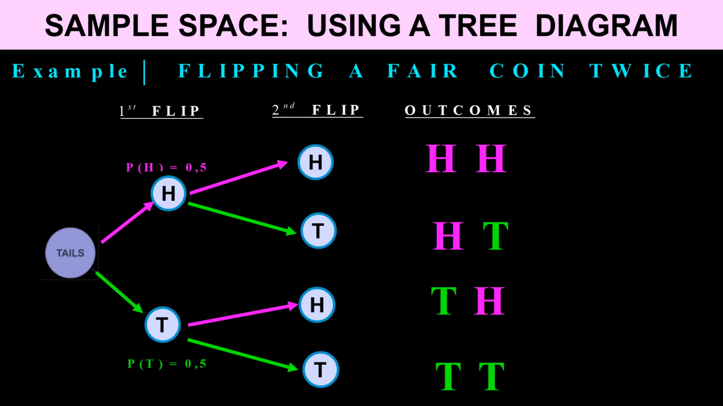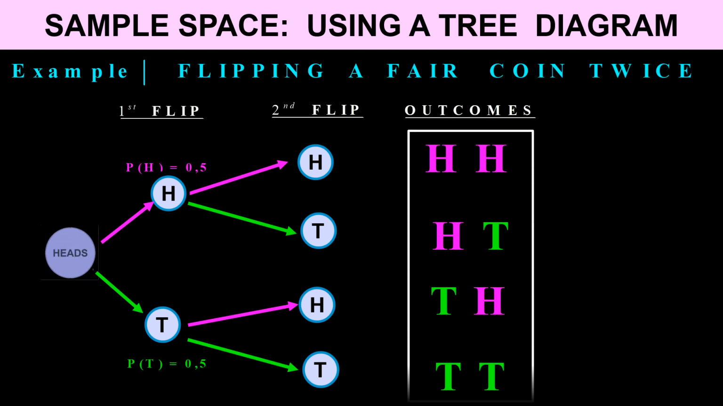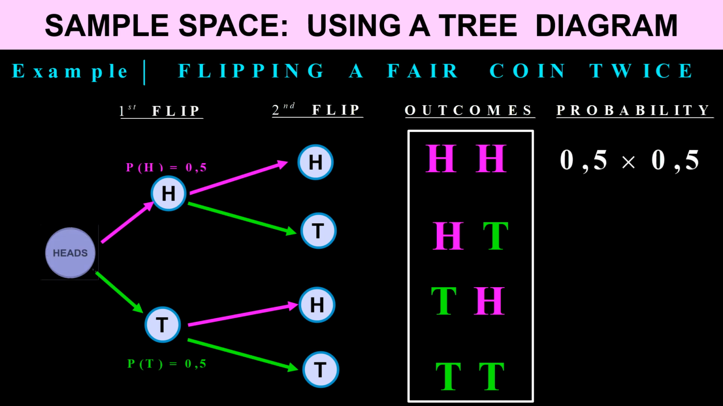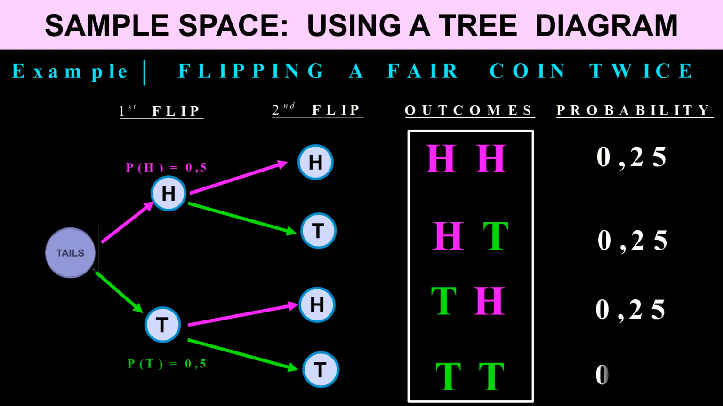Let's calculate the probability. The probability of a head is 0,5, right? So those are the outcomes there, and the probability of getting heads and heads is 0,5 times 0,5, and we calculate that should be 0,25. The same way we can calculate heads and tails. It's 0,5 times 0,5. Tails and heads, 0,5 times 0,5.